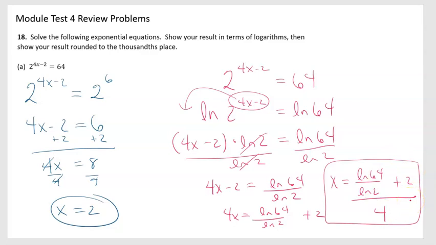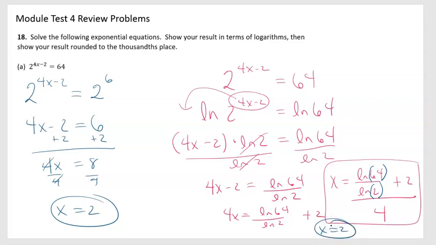I'm going to check it on my calculator just to be sure. So you know when you type in a natural log in the calculator, what happens is a parenthesis pops up here. You're going to have to close out that parenthesis. Same thing when you divide, and a parenthesis will pop up here and close out that parenthesis. So when I do the natural log of 64, close out the parenthesis, divided by the natural log of 2, close out the parenthesis, that gives me 6. I'm going to add 2 to that, which gives me 8, and divide by 4, which of course is going to give me 2. So that does give me an answer of 2 like we got.